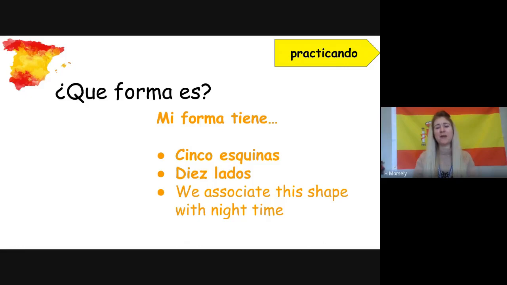¿Qué forma es? Oh, this one's a bit difficult. ¿Qué forma es? What shape is it? Mi forma tiene, my shape has 5 esquinas. What's 5? 1, 2, 3, 4, 5. 5 esquinas. So 5 corners. 10 lados. 10 sides. And we associate this shape with nighttime. Can you remember? It's the most difficult one.